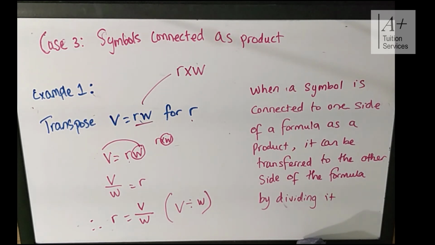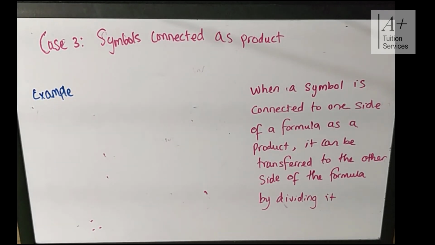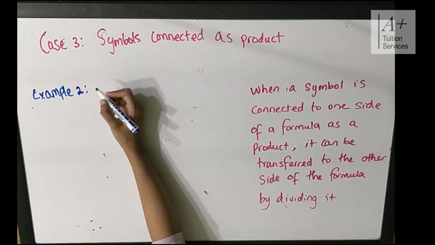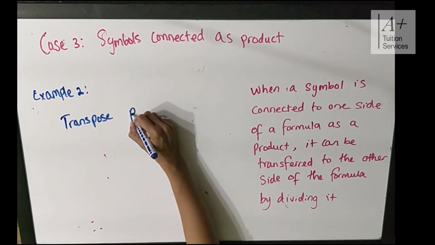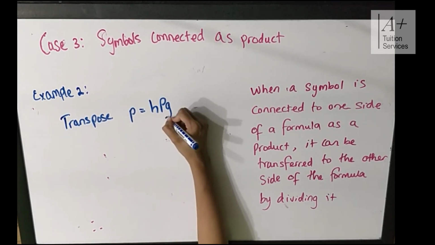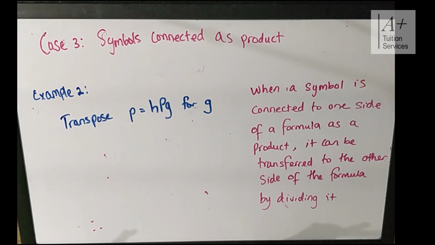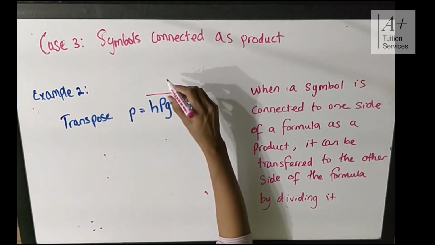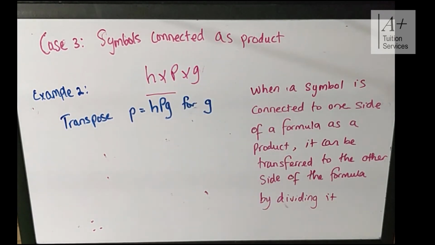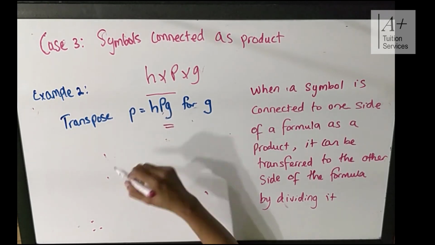So we'll look at example two. Example two states: transpose P is equal to H capital P G for G. So we want to make G the subject of the formula. And look at this, we have a common P and we have a capital P. If you look at HPG, this means H multiplied by capital P multiplied by common G. So again, we want to put G by itself, so we have to move HP away from G.